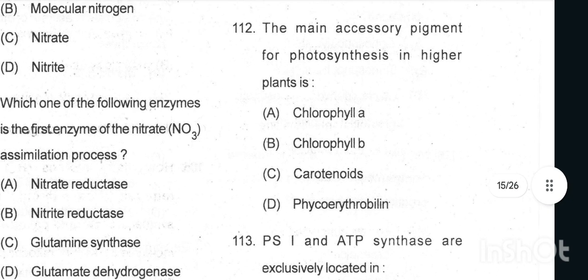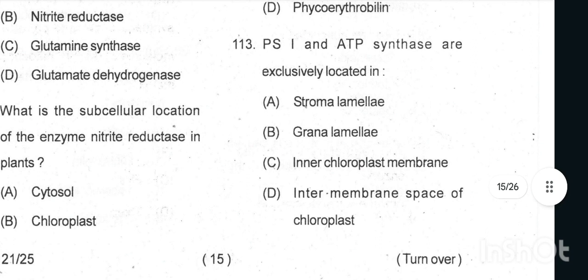Question number 112. Main accessory pigment. The main pigment is chlorophyll A always, and accessory pigments are carotenoids, carotene and phycobilins. So main accessory pigments are carotenoids. Then question number 113, PS1 and ATP synthase are exclusively located on stroma lamellae.